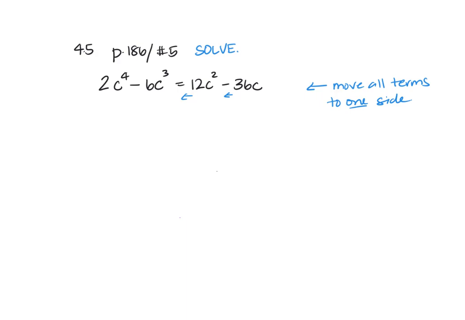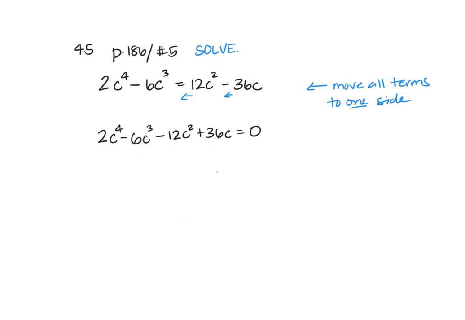So here's the solution for number 5 on your homework. Step 1, you need to bring all the terms to the same side. So we are going to subtract this 12c squared, and we're going to add this 36c to the other side.